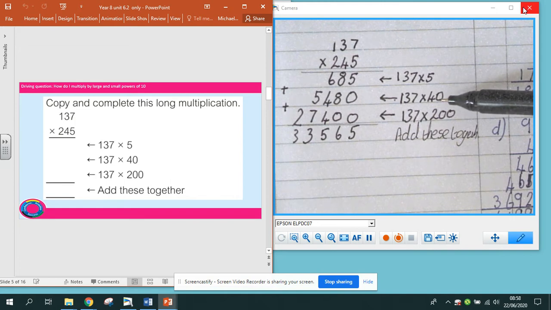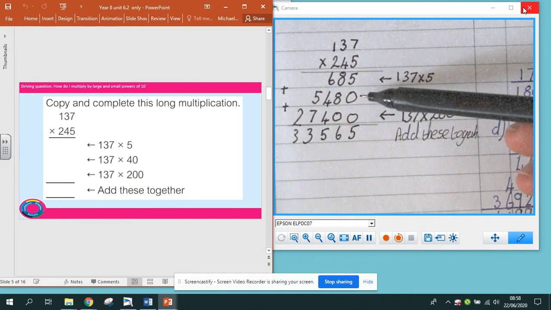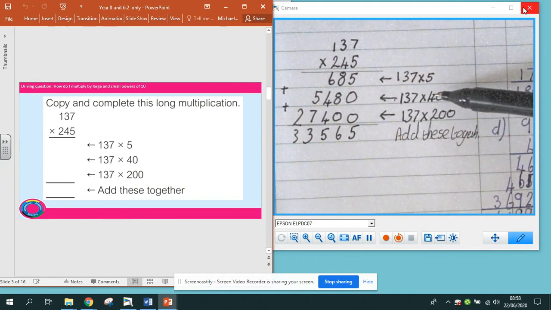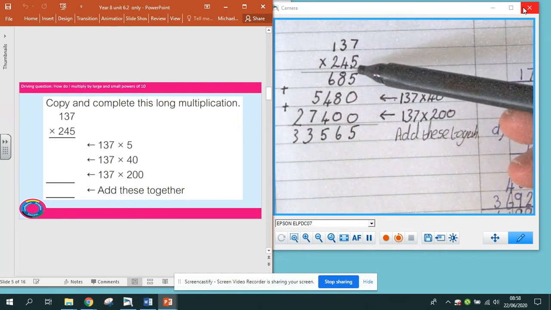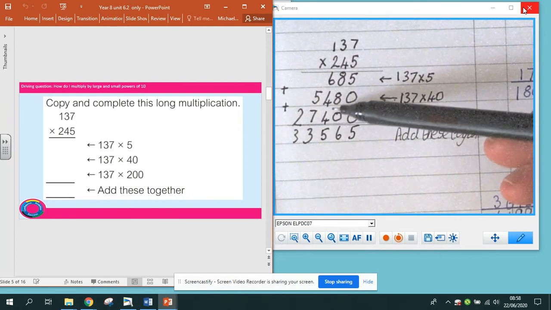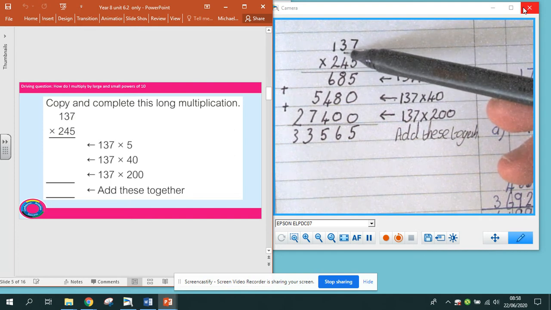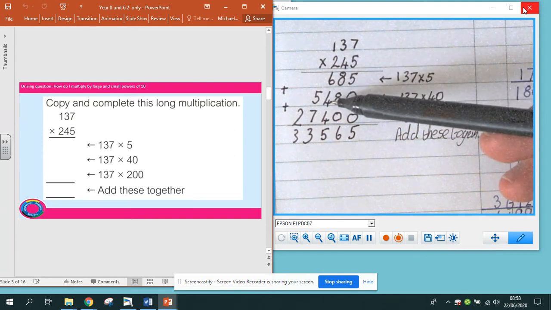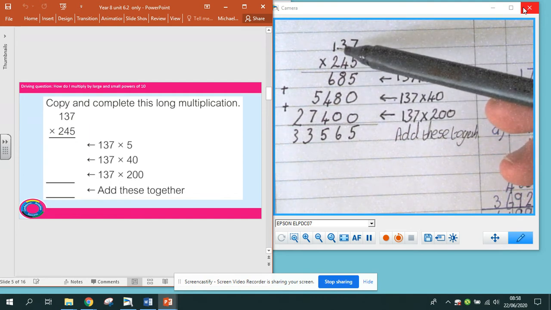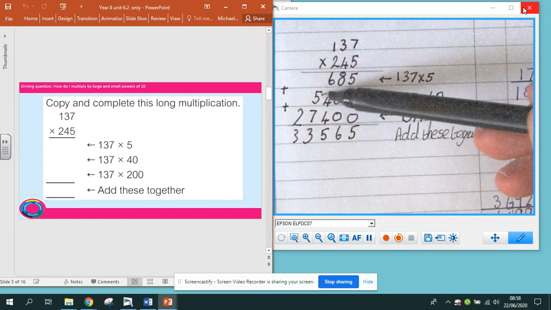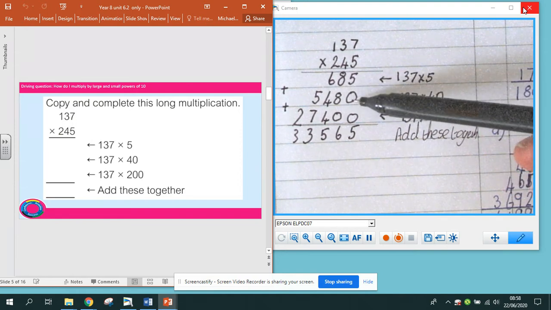Now in order to multiply a number by 40, the way I do it is I put a 0 in the ones column and then multiply by 4. So there's my 0. 4 times 7 is 28, put down an 8, carry the 2. 4 3s are 12 and 2 is 14, put down a 4, carry a 1. And 4 1s are 4 and 1 is 5, so 5,480.